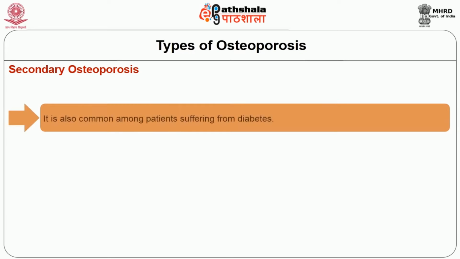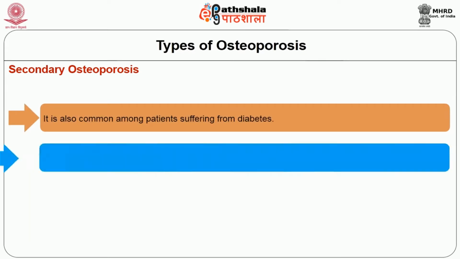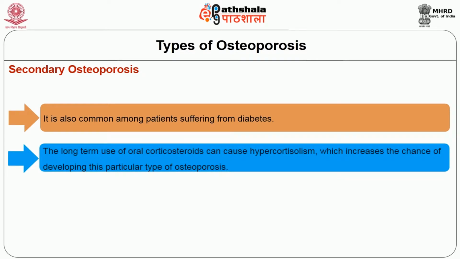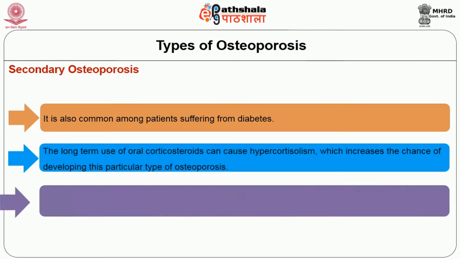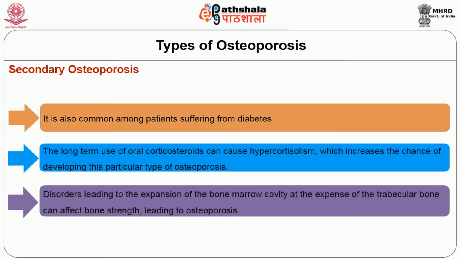Also, an imbalance in hormones from the increased activity of parathyroid glands can result in this type of secondary osteoporosis. This is also common among patients suffering from diabetes. The long-term use of oral corticosteroids can cause hypercortisolism, which increases the chance of developing this particular type of osteoporosis.